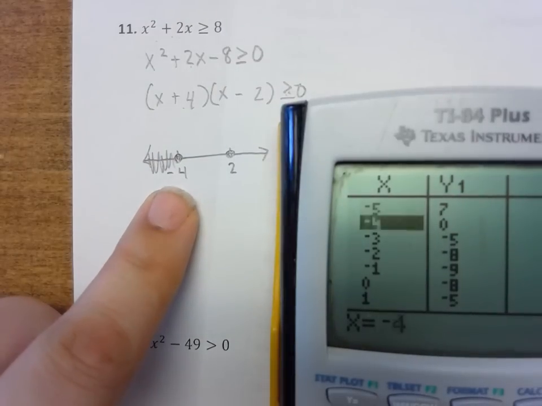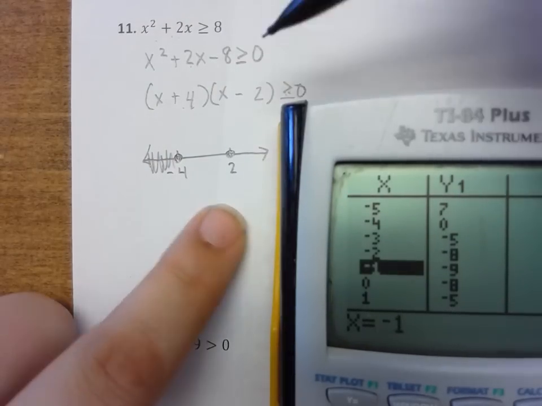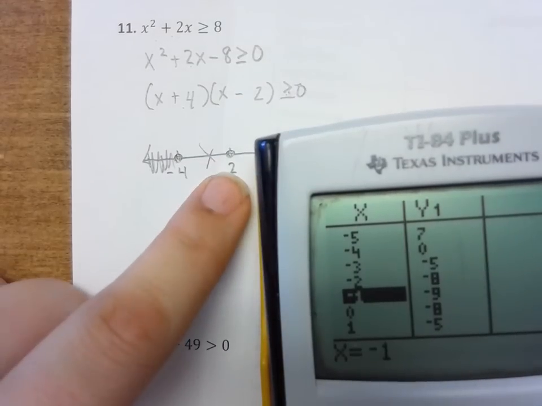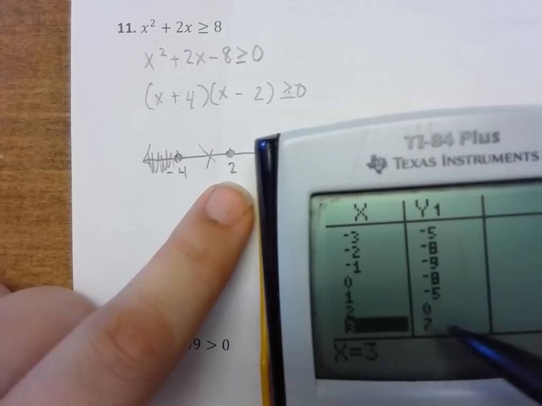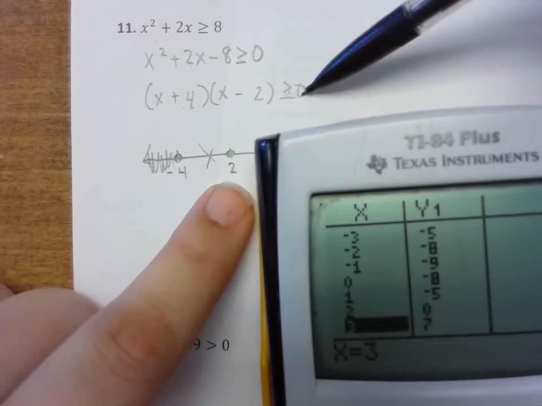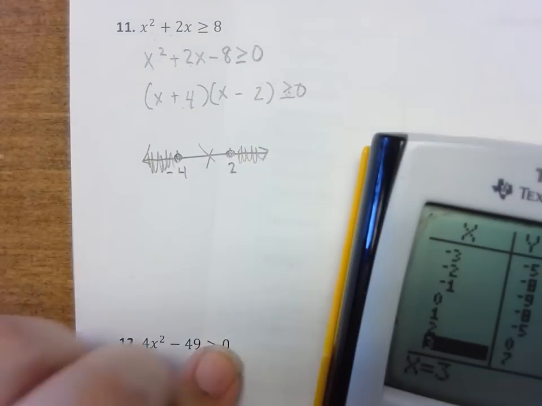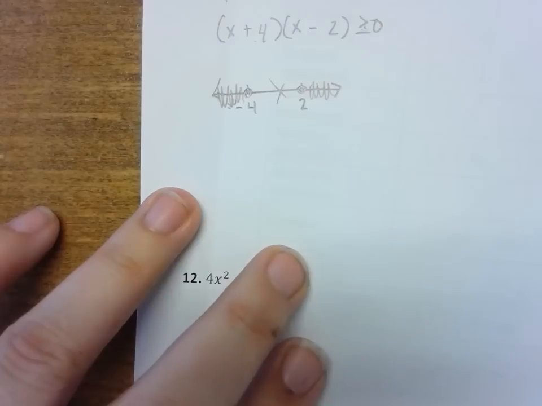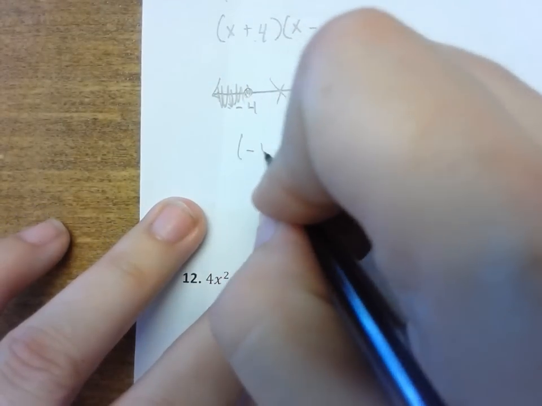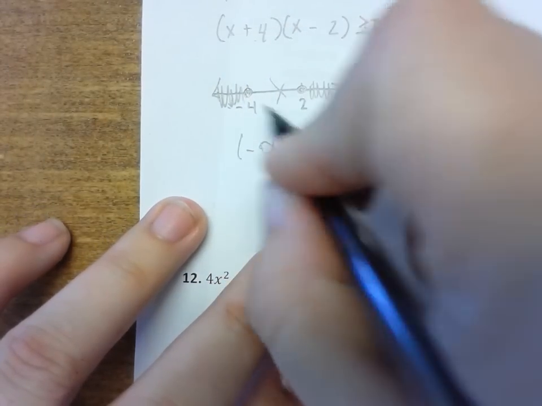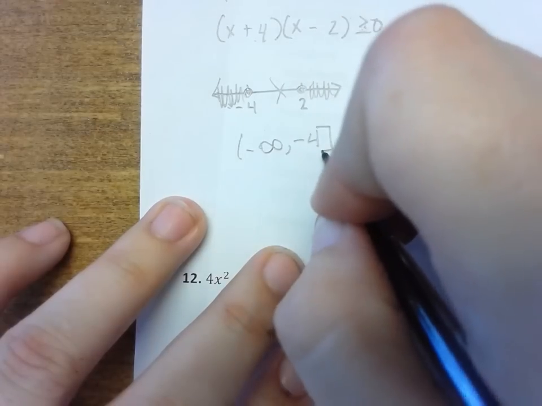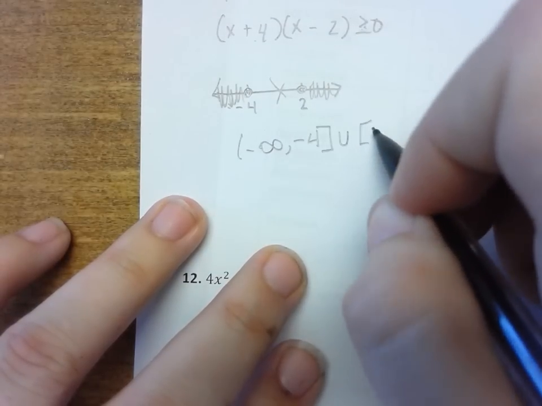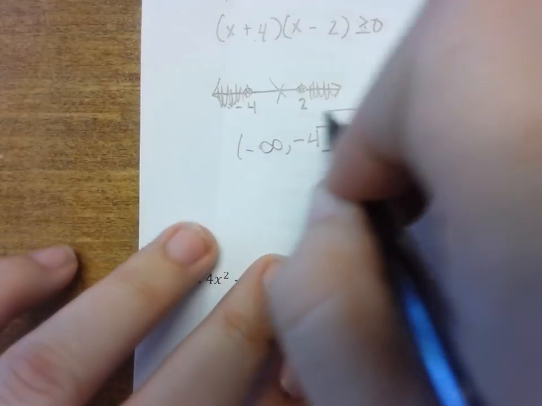Something between -4 and 2, those are all negative, which is not greater than or equal to 0. And something to the right of 2, like 3, 7 is greater than or equal to 0, so that works. Over here, this piece right here is from negative infinity until negative 4. It has a closed circle, so this is a bracket, and, or union, 2 to positive infinity.